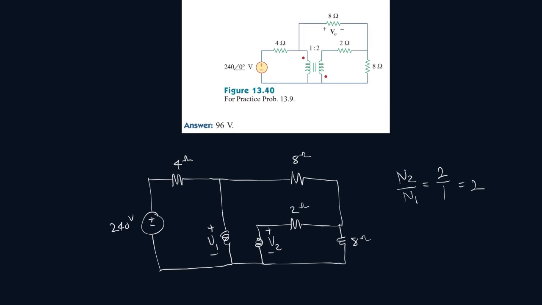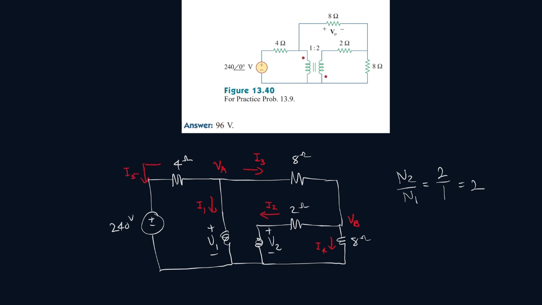Next thing we're going to do is set up current direction. We'll call this one VA, VB. We'll have I1 moving here, I2 moving here, I3 moving here, I4 moving here, and then I5 moving here.